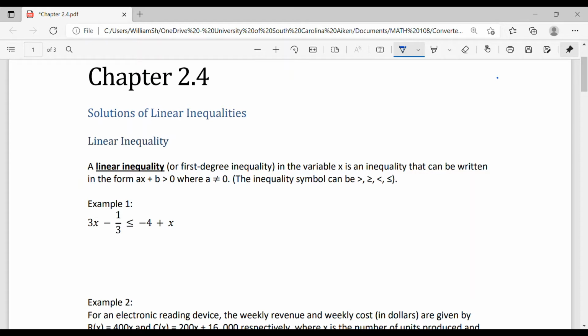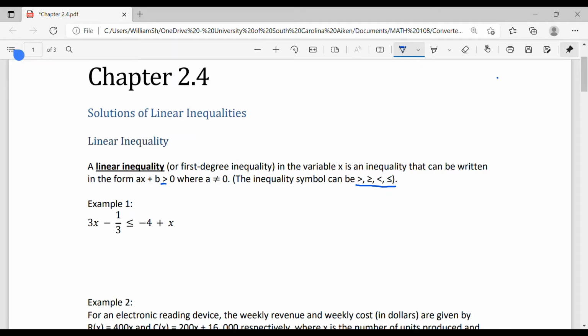A linear inequality, or first degree inequality, in the variable x is an inequality that can be written in the form ax plus b is greater than 0, where a is not equal to 0. The inequality symbol can be greater than or equal to, less than, or less than or equal to. So this can change and be any one of these four, and it'll still be considered an inequality.